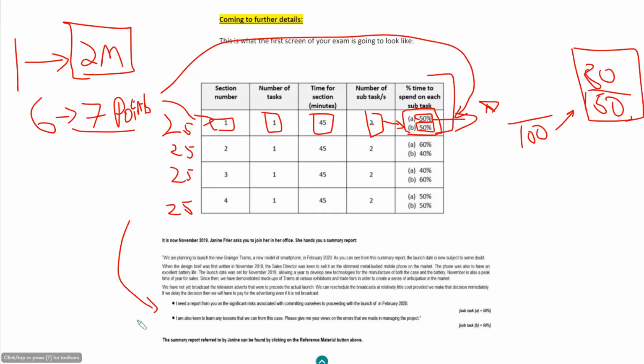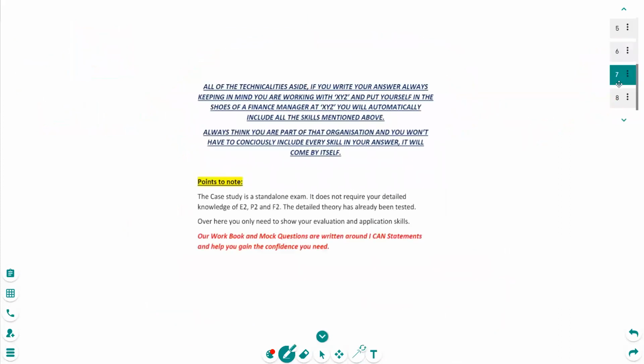Just to give you a viewpoint again of what an exam question looks like. As you can see, they've given you a small scenario over here. And then they ask you two things: a report on significant risks, and then any lessons that you can learn. So they ask you two things, and they told you that both of them are worth equally, 50% of the marks. So this is what an exam question will look like. And every question that you do with us as part of our course, as part of our syllabus, will also be the same way, same difficulty, and will test you in all these same ways.